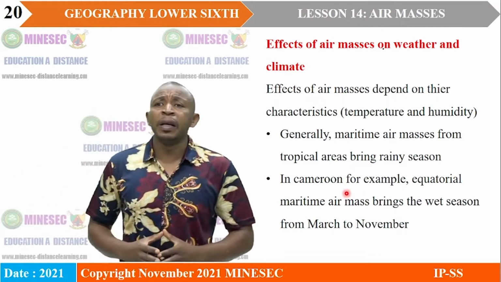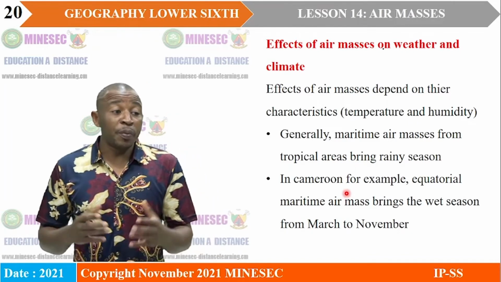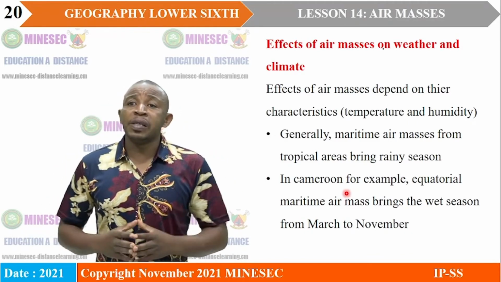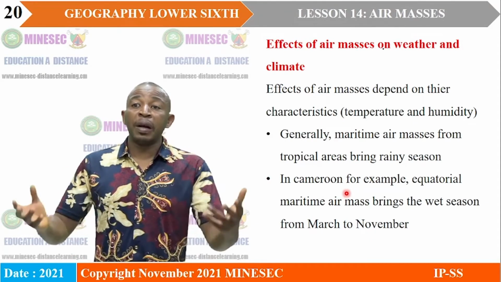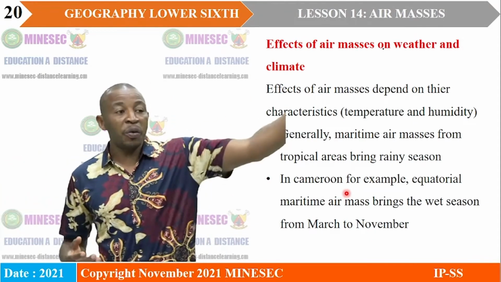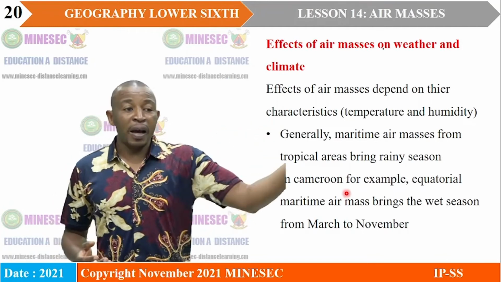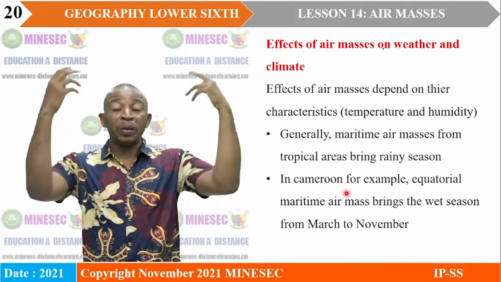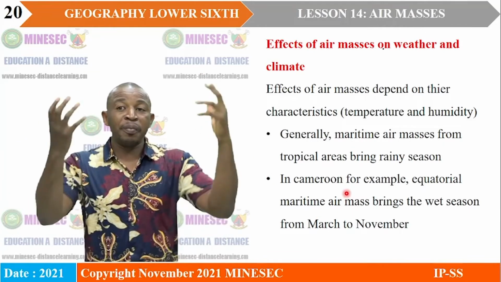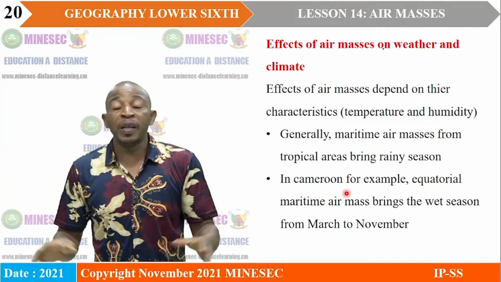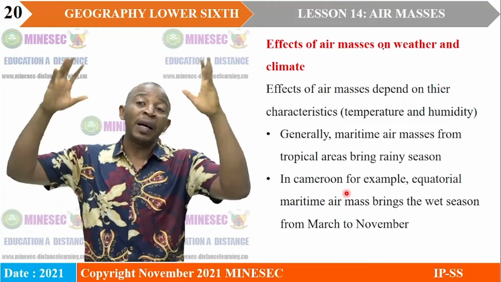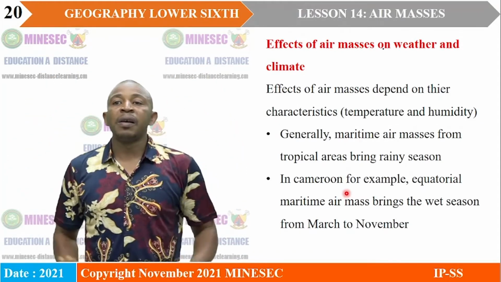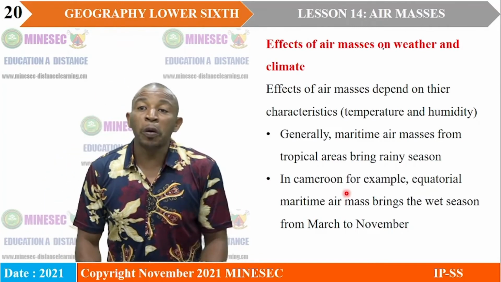Now, generally, maritime air masses from the tropical areas bring about rainy season because they originate in the sea and come towards the continent. So they carry a lot of moisture, that is water from the sea, while they arrive over the land. As they ascend, the water can condense, and this causes rainfall.